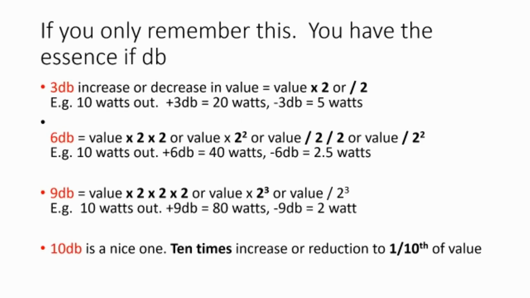10 dB, 20 dB, 30 dB, 40 dB are all nice ones, because 10 dB is a 10 times increase, or 1/10 if it's a minus. 20 dB is 20 times or 1/20th, etc. So if you remember anything about dB, those will help you work out in your head very quickly where you are.